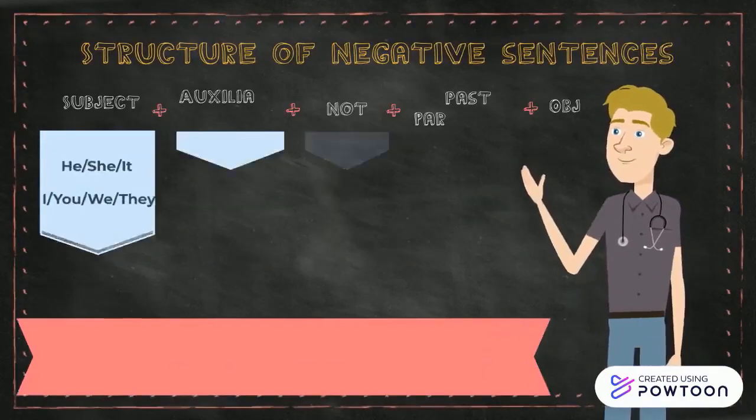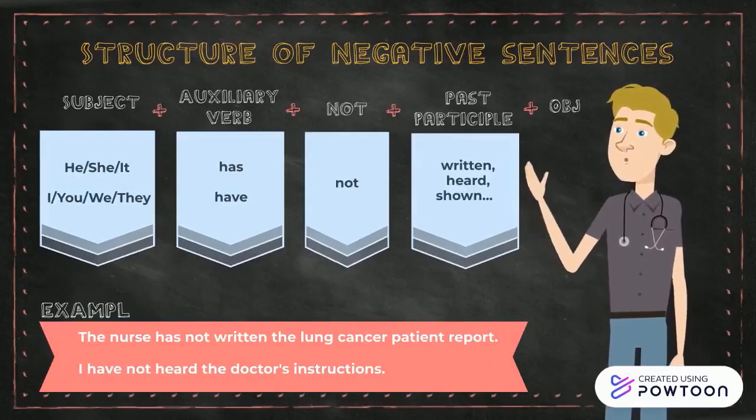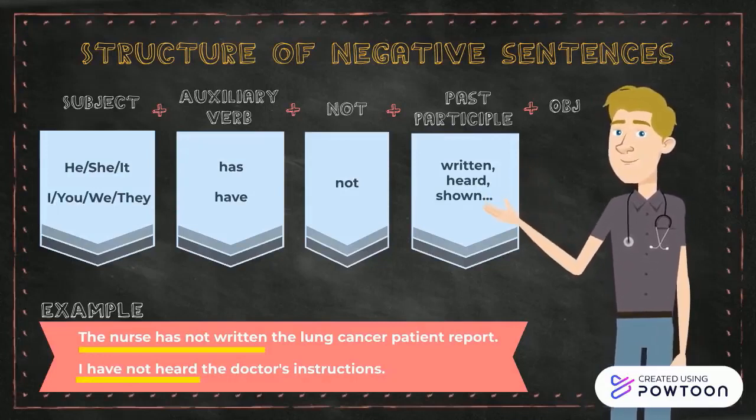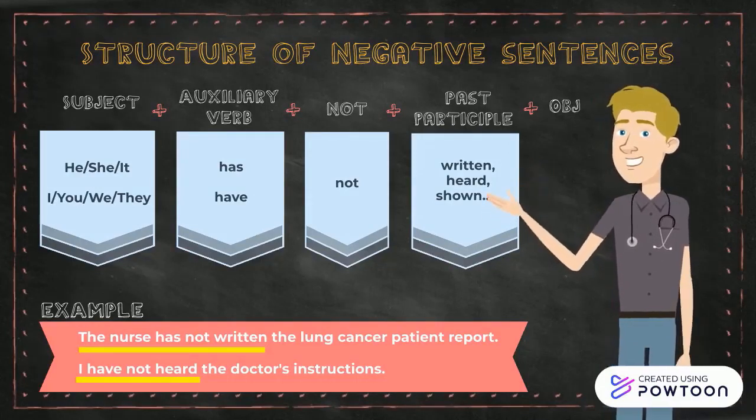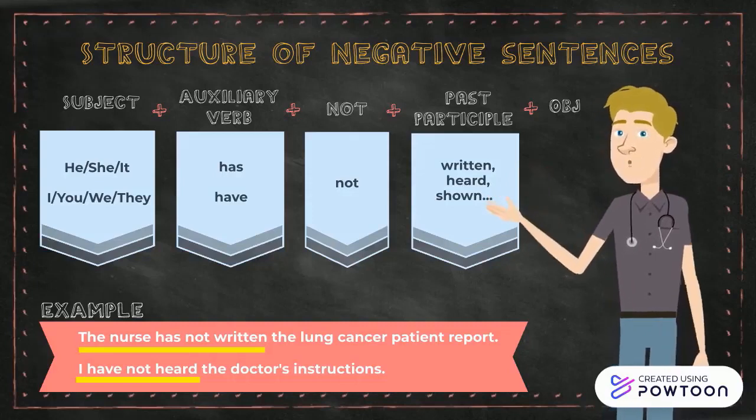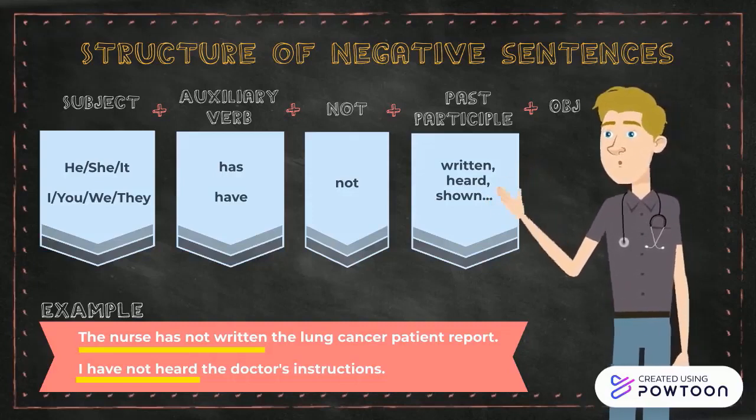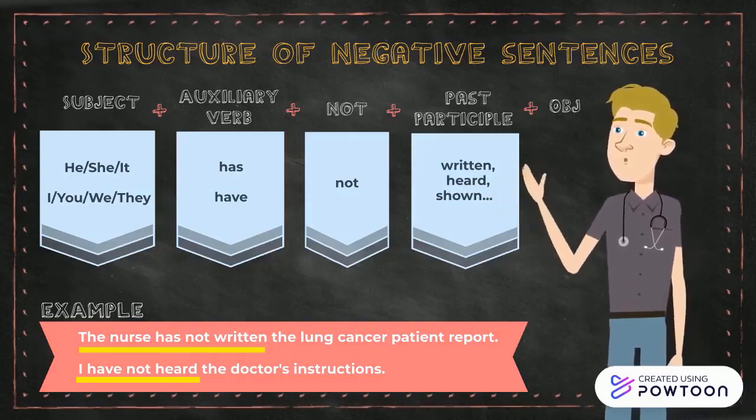Structure of negative sentences in the present perfect tense. Subject plus auxiliary verb plus not plus past participle plus obj. Example of negative sentences in present perfect. The nurse has not written the lung cancer patient report. I have not heard the doctor's instructions.